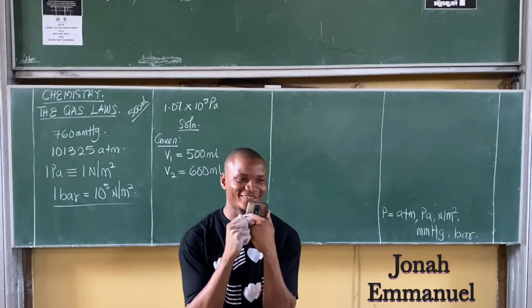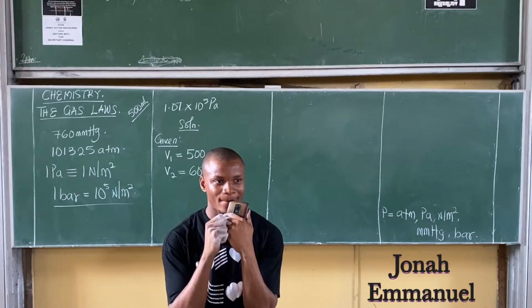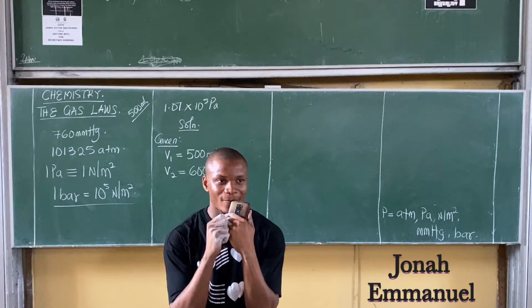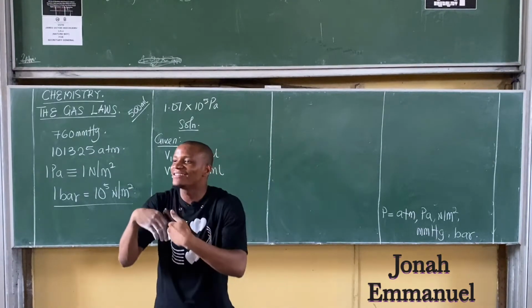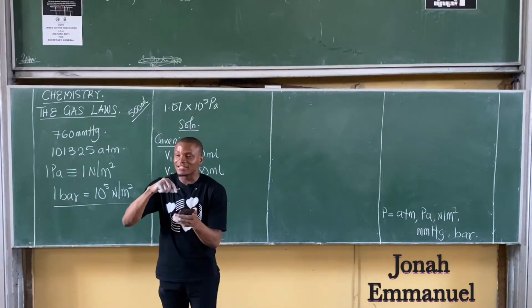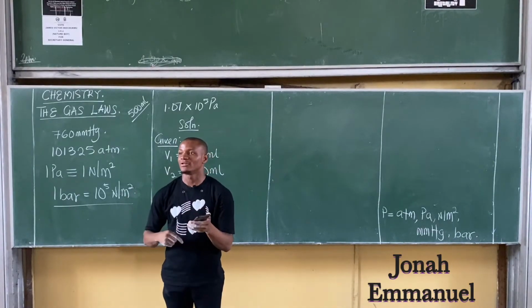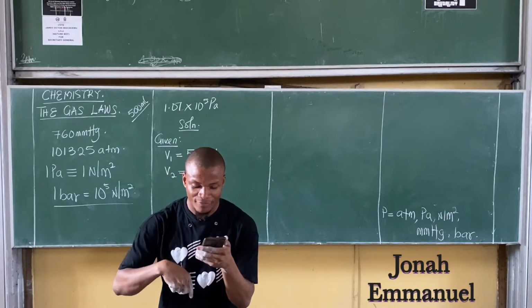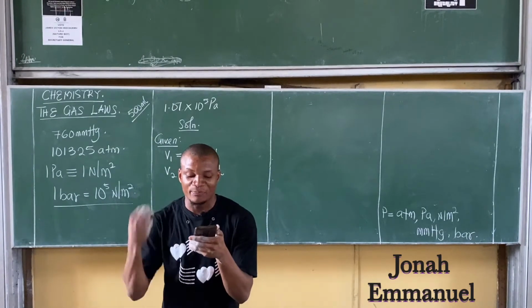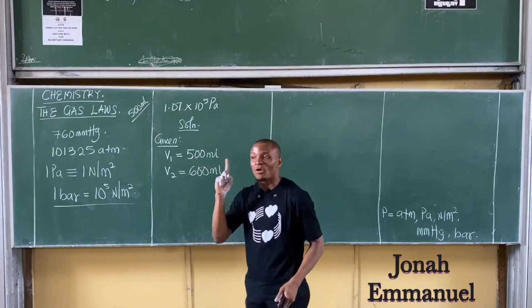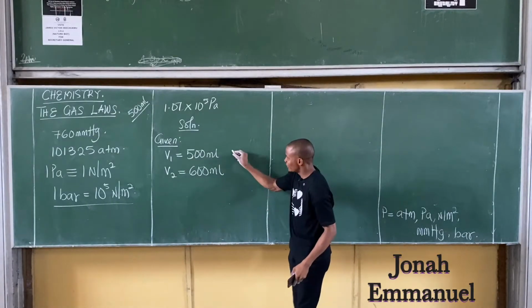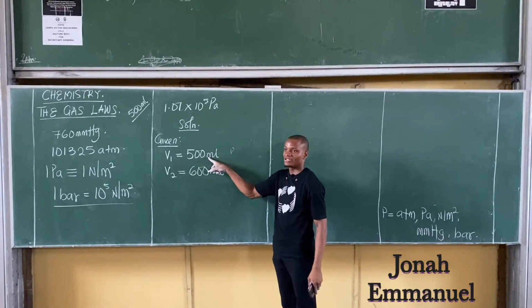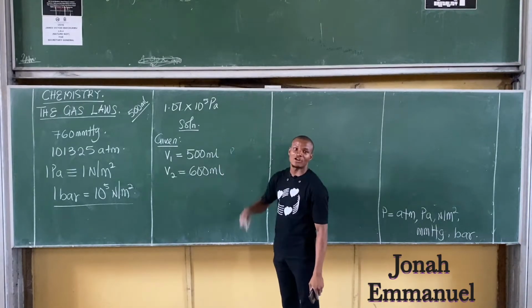Why is it P2? The hint is in the last question. See the question. The question says, what was the pressure of the gas in the 500? What was the pressure in the 500? You're asking for this one. That's like the key concept there.